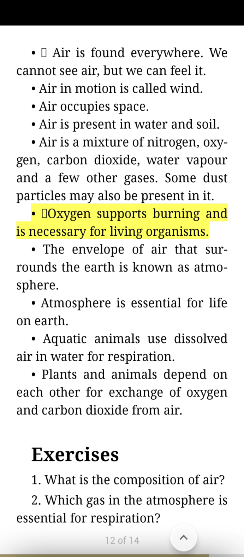Oxygen supports burning and is necessary for living organisms. The envelope of air that surrounds the Earth is known as atmosphere. Atmosphere is essential for life on Earth. Aquatic animals use dissolved air in water for respiration. Plants and animals depend on each other for exchange of oxygen and carbon dioxide from air.